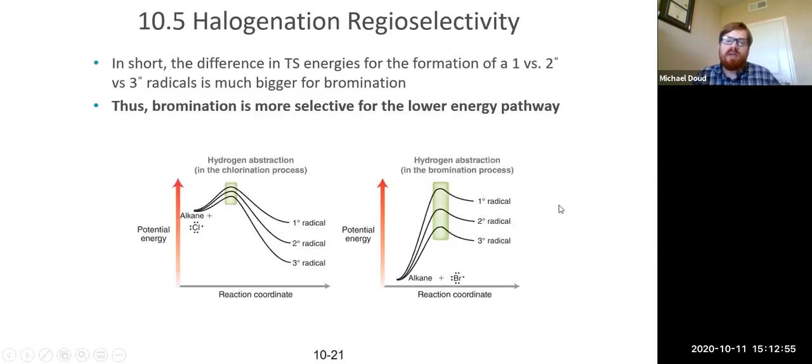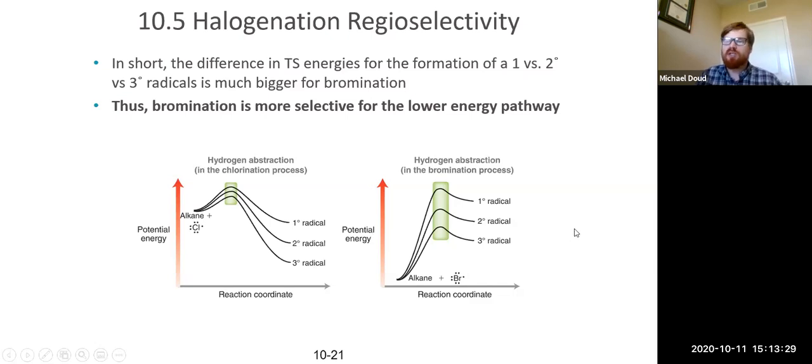So this gives us a big difference in energy for the transition state of primary versus secondary versus tertiary radicals for bromination as compared to the chlorination. Remember, in the chlorination, we haven't really broken that carbon-hydrogen bond, so they don't really look much different at the transition state for a primary, a secondary, or a tertiary radical. On the other hand, there's a huge gap in energy for bromination, where the tertiary radical is much easier to form than the secondary radical, and compared to the primary radical is the least likely to form.